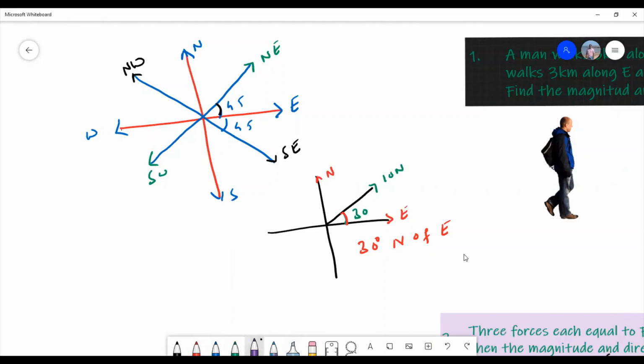The same can be expressed like this. If this is 30, obviously this is 60 degrees. So I can write the same as 60 degrees east of north. So 30 degrees north of east is the same as 60 degrees east of north. Here, east of means the angle is made with east. North of means the angle is made with north. So let's come to the problem.